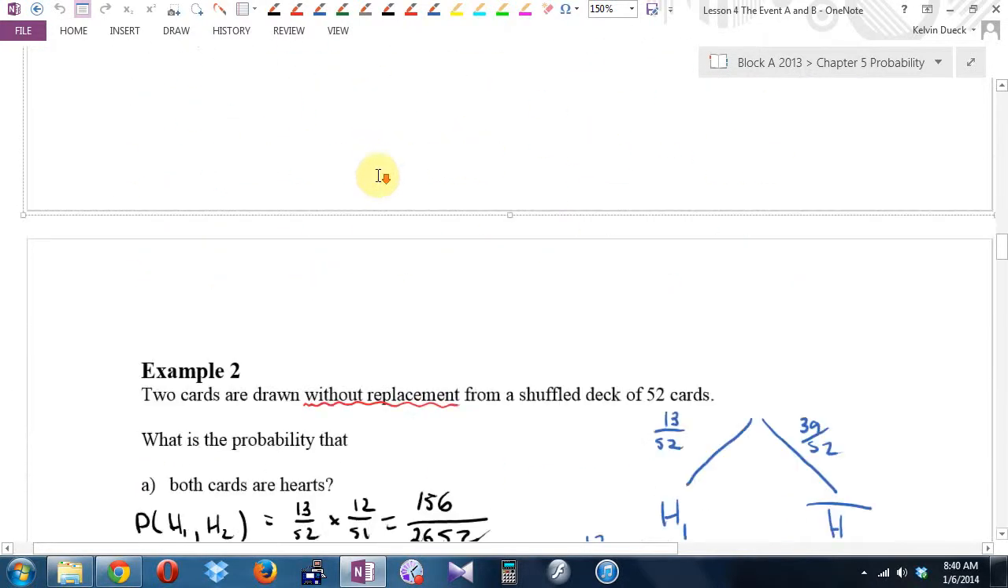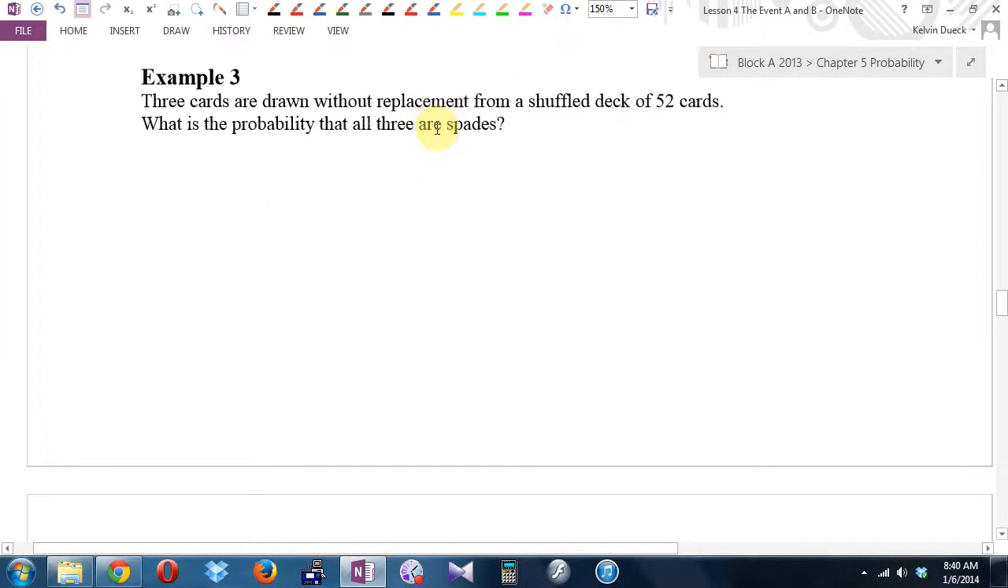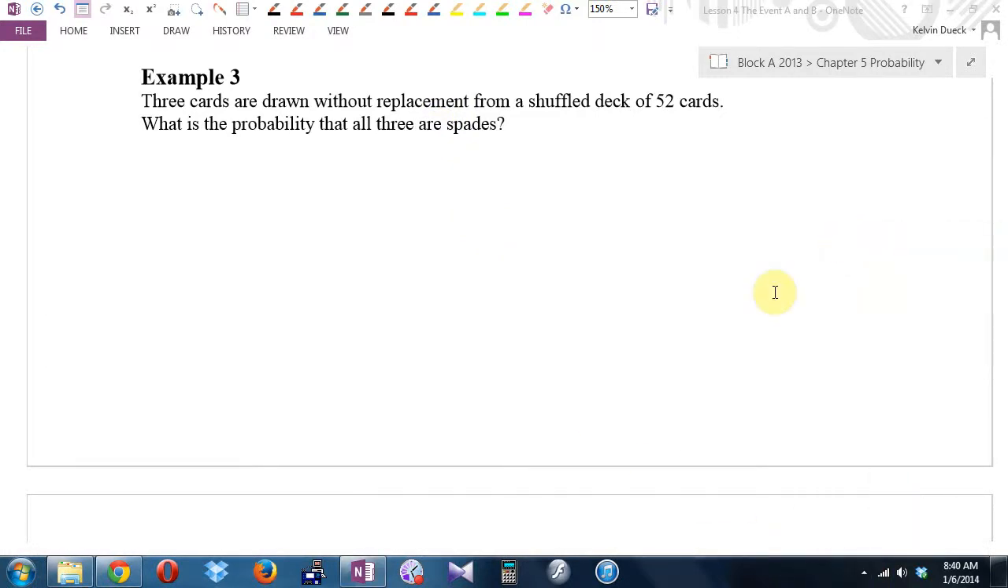We left off on example 3. What I'm going to be starting to do for the next couple of days, Christina, is giving you strategies. I see a little hand up there. Let's keep going here. Example 3.